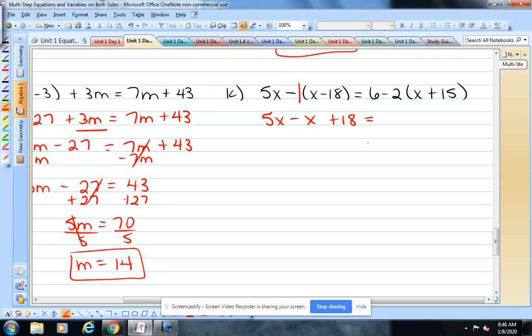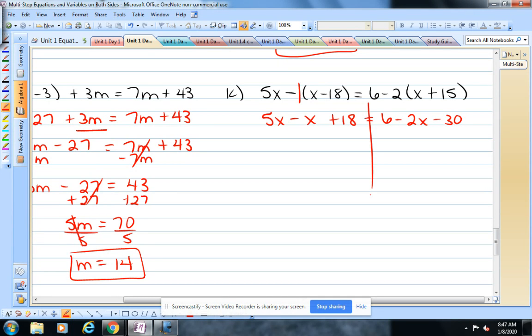And on the right-hand side, what are we distributing? -2. So copy your 6 because it doesn't have anything to do with the distributive part. What's -2 times x? And what's -2 times 15? -30. Very good. So what do you think we're going to do next?